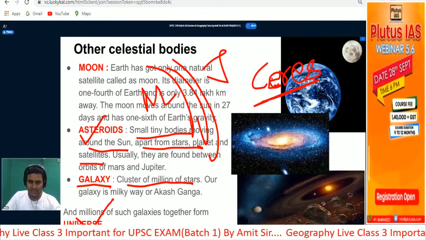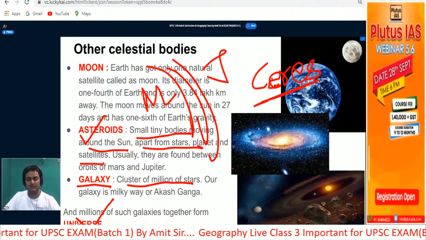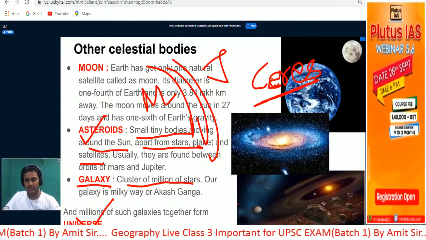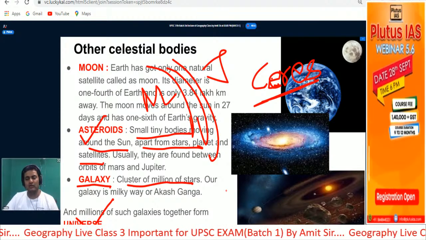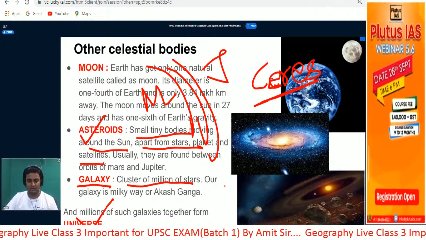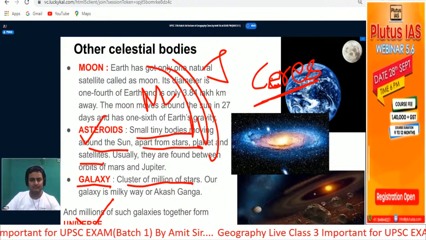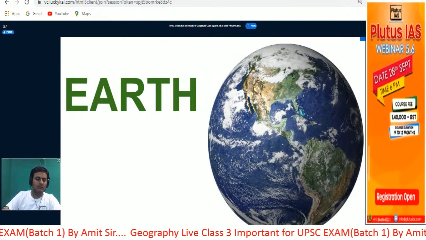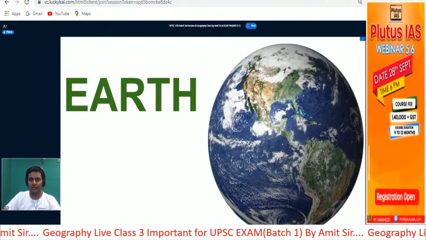So I hope the space part is already covered in your science, the space technology. I have just given you a hint, nothing much, because we are starting geography. We are going to talk about Earth, so you must have some background. Is it clear till now? See how beautiful Earth is.